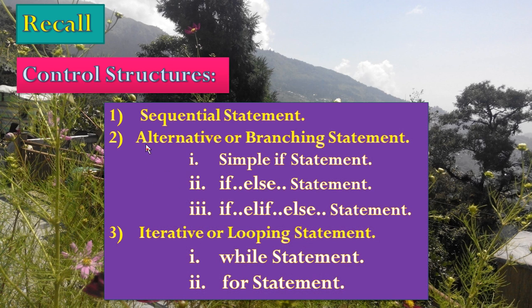In control structure, there are three different statements. One, sequential statement. Second, alternative or branching statement. Third, iterative or looping statement. In alternative or branching statement, we learnt a simple if statement, if else statement, if, elif, else, nested statement. In iterative or looping statements, there are two types: first structure is while, second iterative structure is the for statement.